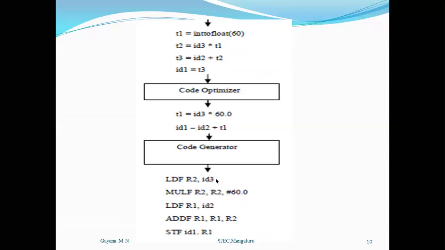So what the code generator does here, it generates the machine language statement. Here in this case, we have assumed an assembly language program as our target machine code. So you are loading id3 into R2, and then you are trying to perform the multiplication of this id3 with an immediate value 60.0. The answer is stored in R2 only, and then id2 is loaded into another register R1. Then you are trying to perform the addition of these floating point values R1 and R2. The resultant is stored in R1, and then finally from this register R1, the value is stored into the memory location identified by id1.